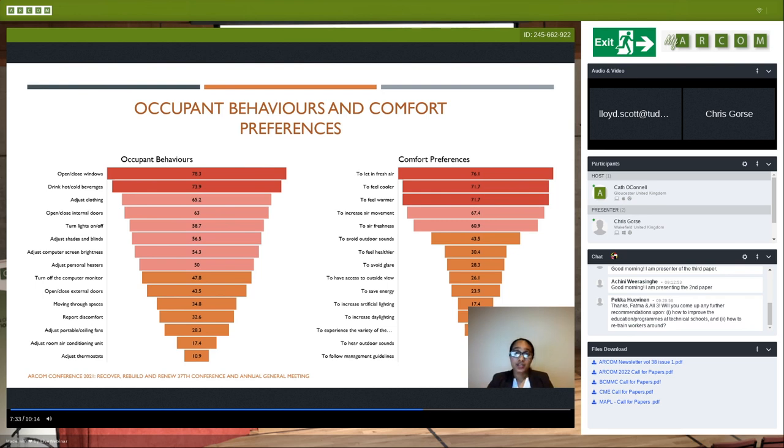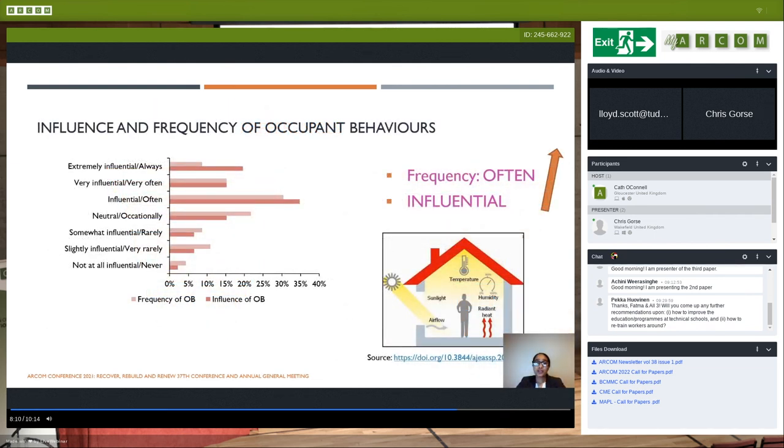Considering comfort preferences, more than 70% of the occupants expected to let in fresh air, to feel cooler and to feel warmer, mainly through opening closing windows, or drinking hot cold beverages and adjusting clothing and personal heaters. As well, more than 50% of occupants expected to increase air movement, possibly through opening closing windows and internal doors. Likewise, other behaviors could also relate to the occupants' expectations. According to the occupants, the frequency of occupant behavior practice is often, and the influence of occupant behaviors was influential.